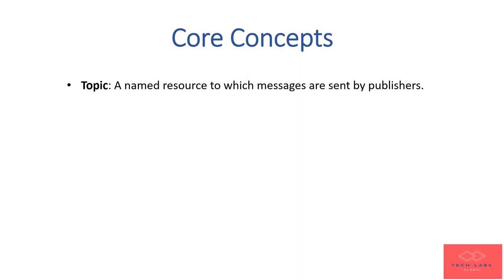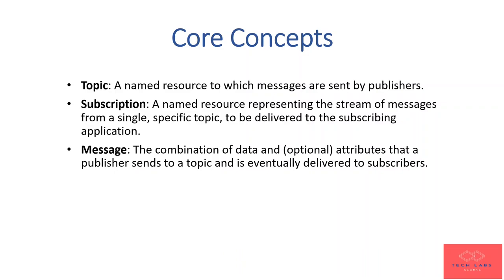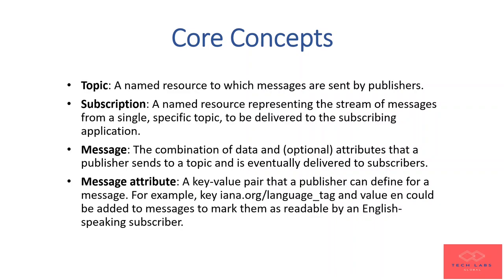The core concepts comprise of a topic, which is a named resource to which messages are sent by publishers. A subscription, which is also a named resource, representing the stream of messages from a single specific topic to be delivered to the subscribing application. A message, which is a combination of data and attributes that a publisher sends to a topic, which eventually gets delivered to subscribers. A message attribute, which is a key-value pair that a publisher can define for a message. For example, a language tag with a value English could be added to messages to mark them as readable by an English-speaking subscriber. So now let's get back to our GCP console and try to create a topic and subscription.